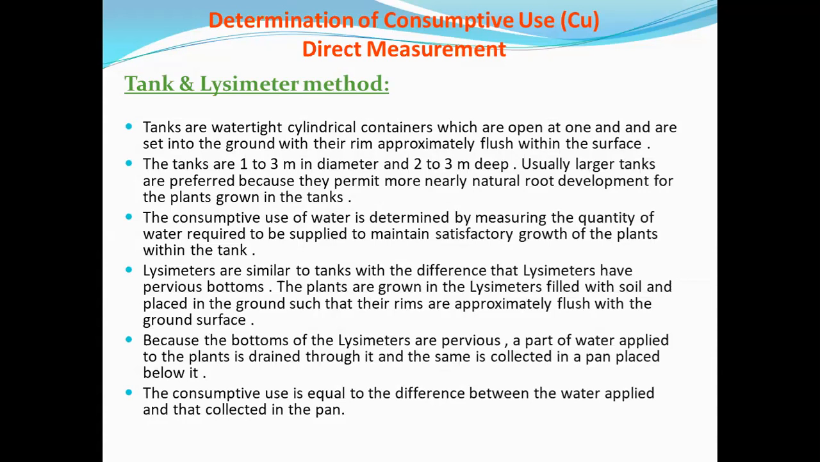So lysimeters are similar to the tank with the difference that lysimeters have a pervious bottom. The plants are grown in these lysimeters filled with soil and placed in the ground such that their rims are approximately flush with the ground surface. Because the bottoms of the lysimeter are pervious, a part of the water applied to the plants is drained through it and collected in the pan placed below it. So the consumptive use is equal to the difference between the water applied and that collected in the pan.